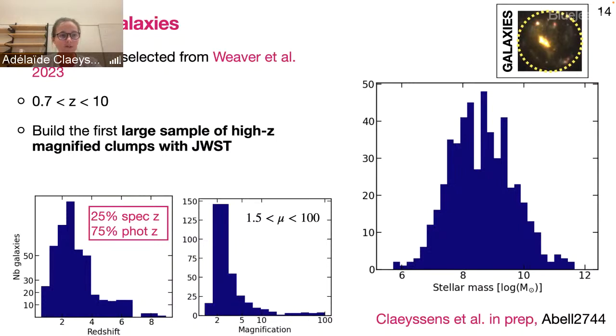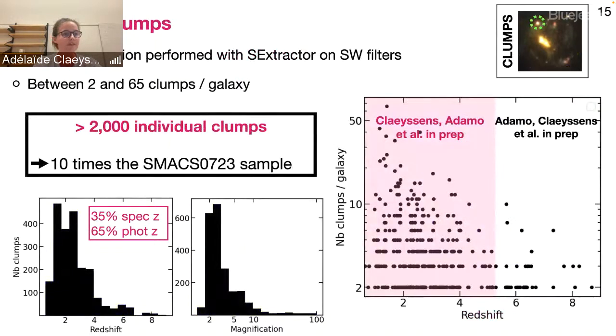We see that we detect very low mass galaxies, at 10^6 to 10^7 solar masses, which are mostly the higher redshift galaxies in the sample, and very massive galaxies, up to 10^11 solar masses, which are the lower redshift evolved galaxies in the sample. Then we detected clumps in these galaxies. Going to the clump scales, we detected a little bit more than 2,000 individual clumps. That is 10 times the size of the SMACS sample, so it's really an improvement of the statistics.